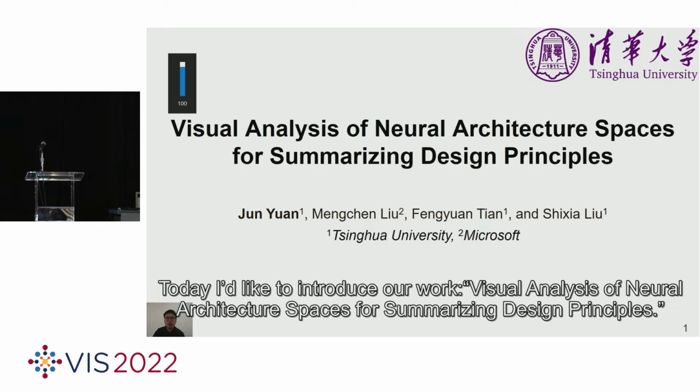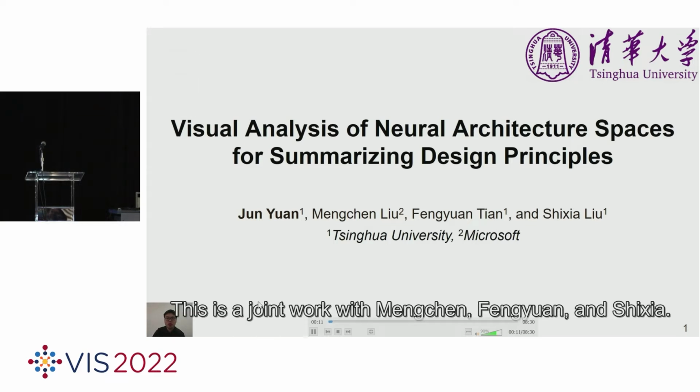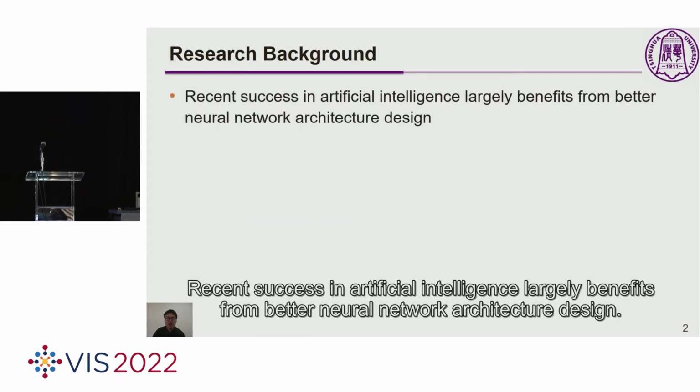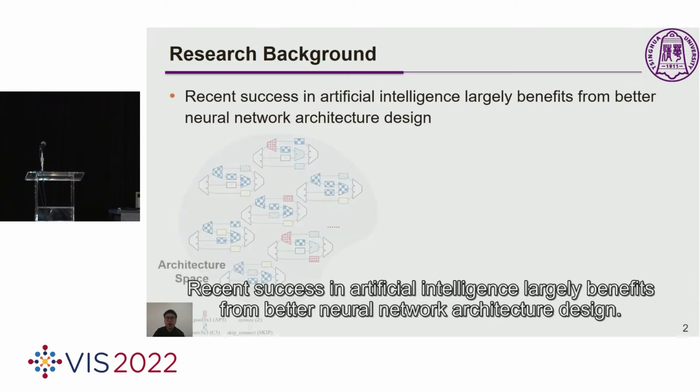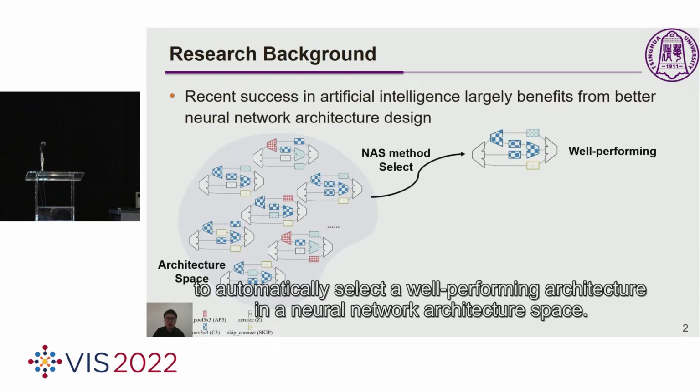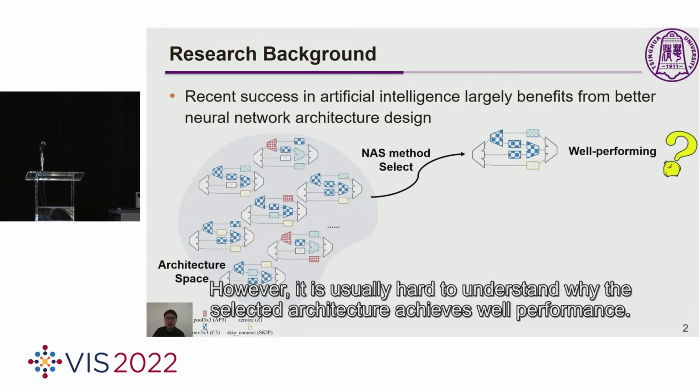Neural architecture spaces for summarizing design principles. This is a joint work with Meng Chen, Feng Yuan, and Shi Xiang. Recent success in artificial intelligence largely benefits from better neural network architecture design. Many neural architecture search methods have been developed to automatically select a well-performing architecture in a neural network architecture space. However, it is usually hard to understand why the selected architecture achieves good performance.